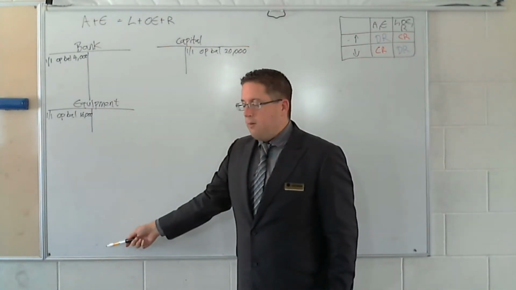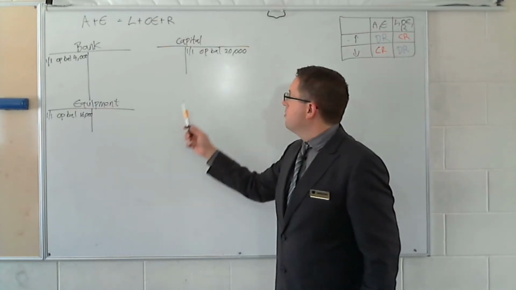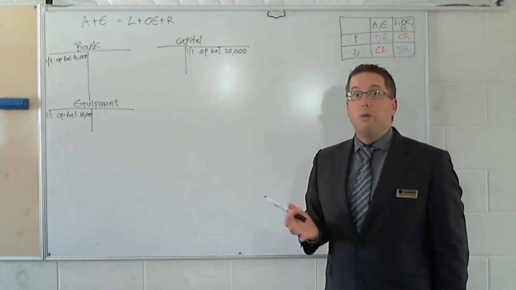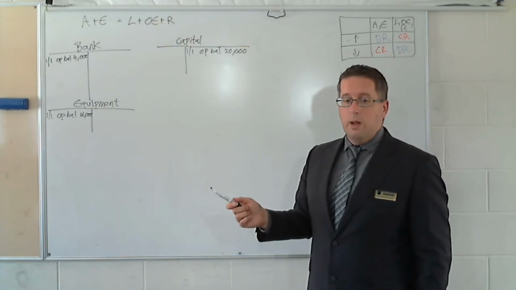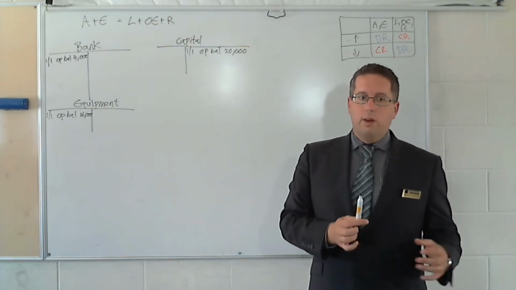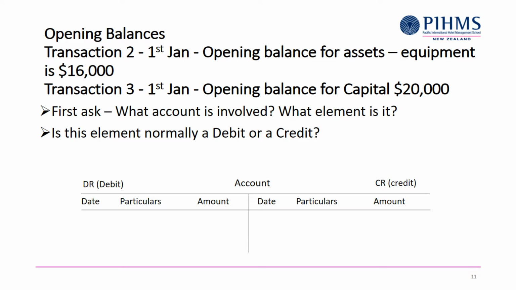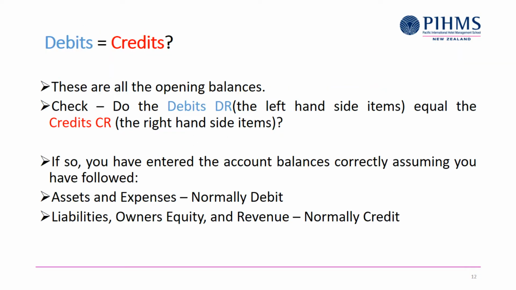So now our accounting equation is in balance. If we total up the left-hand side, $20,000. If we total up the right-hand side, again, $20,000. So the accounting equation is in balance, debits equal credits. So we've just done phase 1. We've just done our opening balances. So yeah, do debits equal credits. Left-hand side equals right-hand side, and that's the normal side things are.